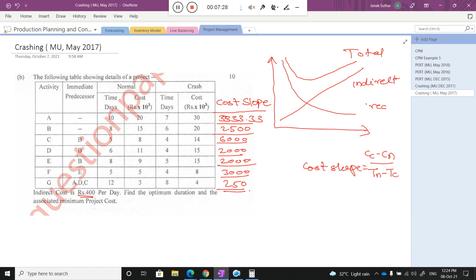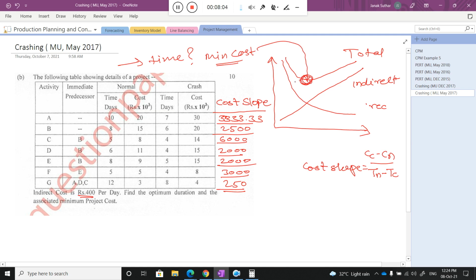Now the next point, what is the question here? The following table shows the details of the project with the crashing time as well as the normal time, and indirect cost is given, and the optimum duration and the associated minimum project cost. So here you need to find out the time duration of this particular project, and you need to minimize the cost of the project. How will you minimize the cost of the project? You need to find out this optimum point. This is the optimum.